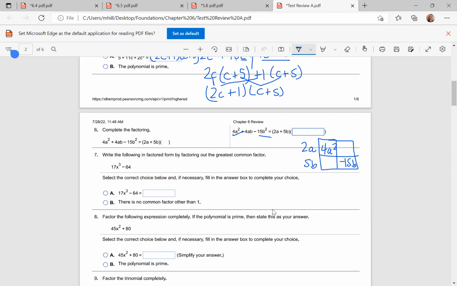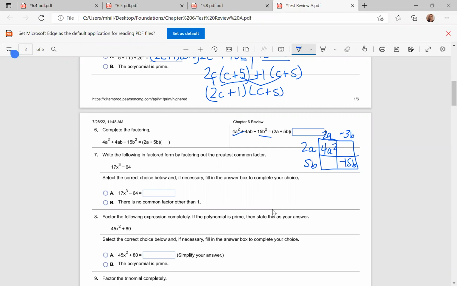Okay, so after that, I can kind of problem solve. So if this is 2a, this has to be 2a because that's the only way I can get 4a squared, 2a times 2a. So this is 5b. So 5 times what's going to get me negative 15? Well, that's going to have to be a negative 3. Okay, and so that's going to have to be a b there also.